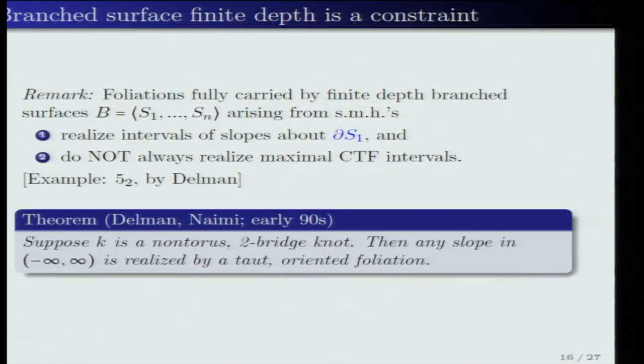Here's an example. If you look at the 5_2 knot, then there is a result of Charles Delman, who is somewhere here, yes, right here, and also Ramin Naimi from the early 90s, which tells you that if you have a non-torus two-bridge knot, then any slope in (minus infinity, infinity) is realized by a taut oriented foliation. And you can show that the best you can do if you're using a sutured manifold hierarchy is going to be the open interval (minus infinity, 1).